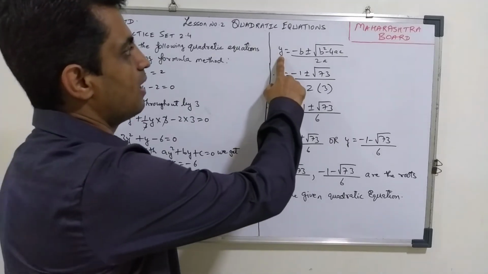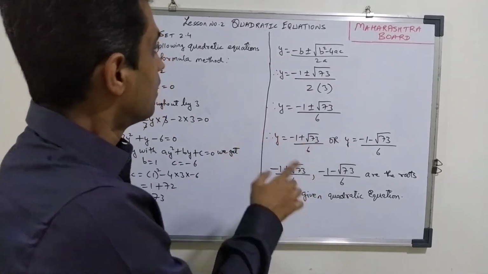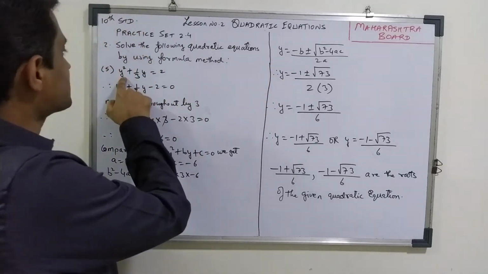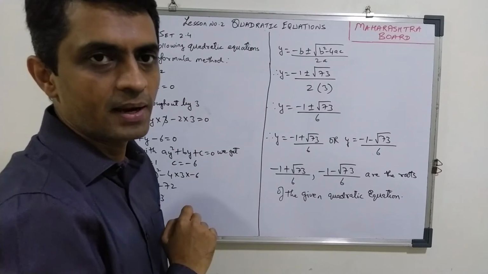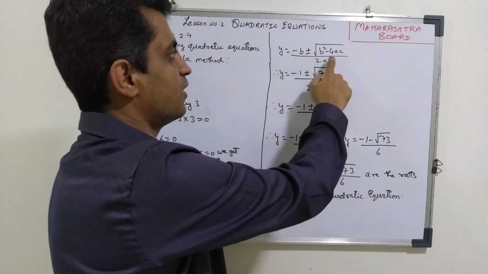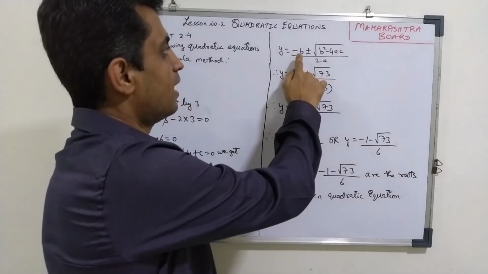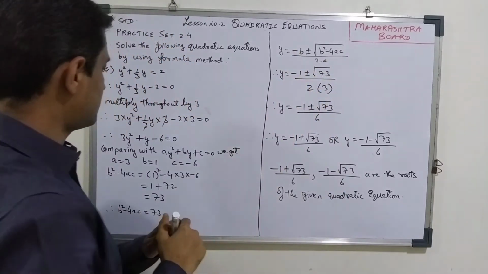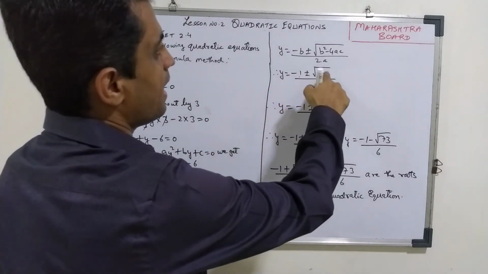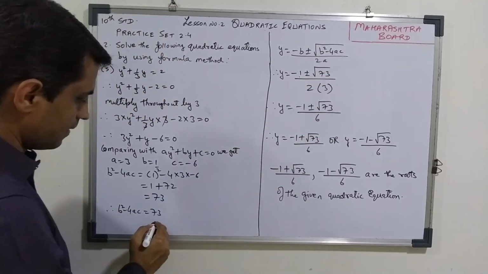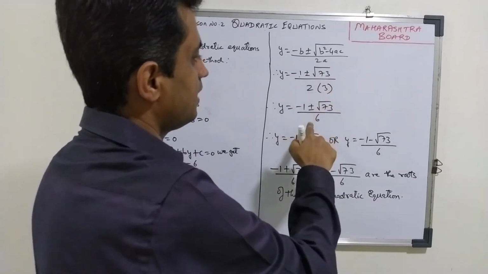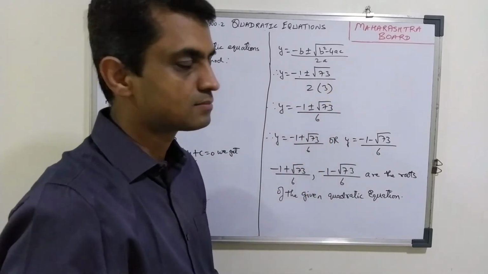Now we write the formula. y is equal to, now see here, it is in y form, so we are writing y here. If it is in x form, we write x here. So it depends on the sum. So y is equal to minus b plus or minus root b square minus 4ac upon 2a. The b value is 1, so we are writing here 1. Plus or minus, this value is 73, so we are writing 73. The a value is 3, 3 2s are 6.